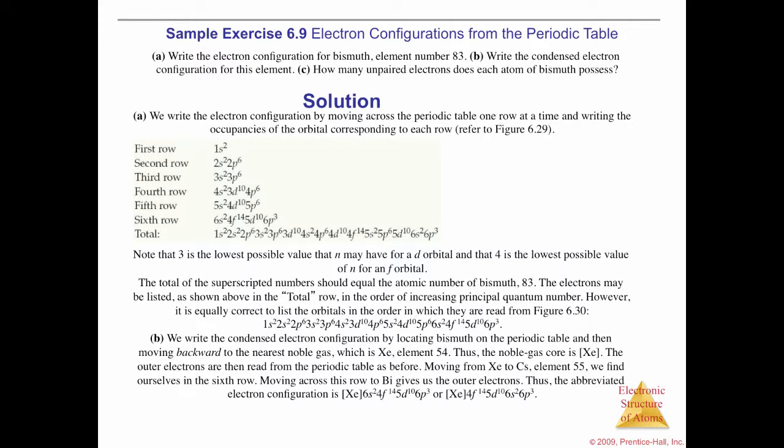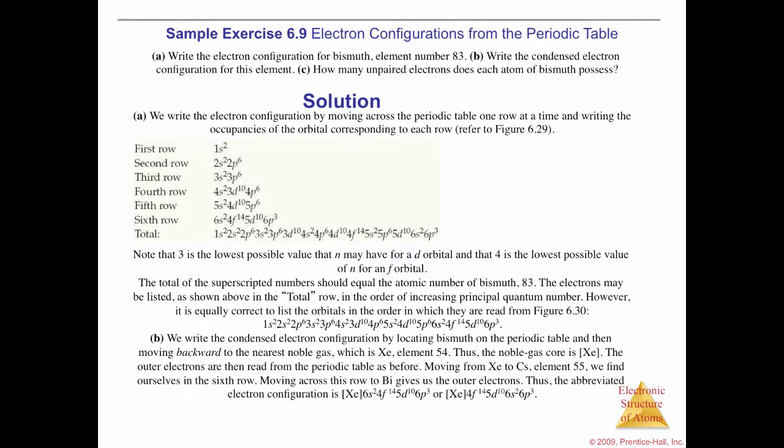And we can total these up for the entire electron configuration. Note that 3 is the lowest possible value that n may have for a d orbital, and that 4 is the lowest possible value of n for an f orbital. So we do not have any d orbitals in the second shell or the first shell. We do not have any f orbitals in the first shell or the second shell or the third shell. So just keep that in mind when you're writing your electron configurations.